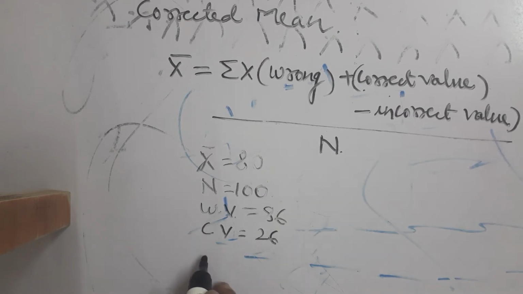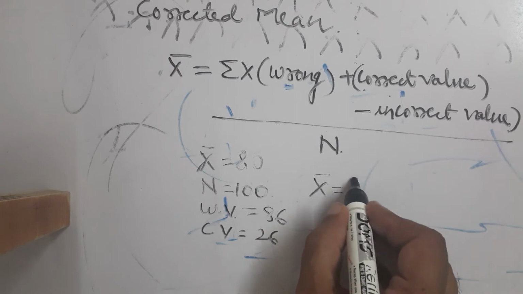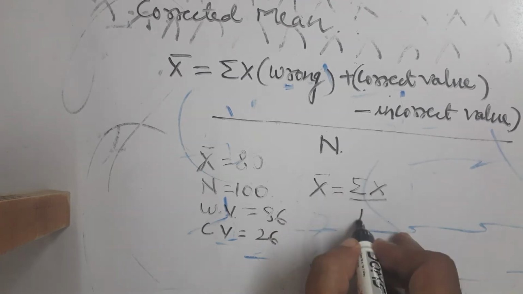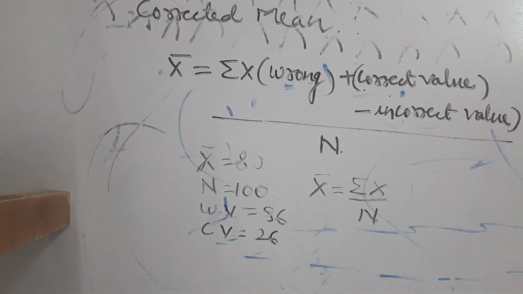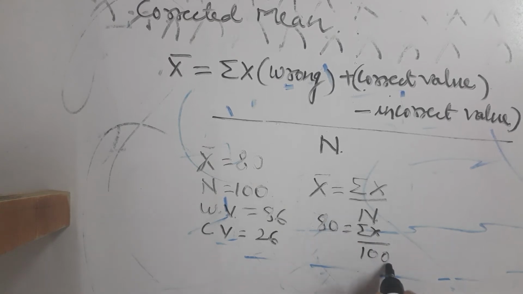Now we know the formula of mean. What is the formula for mean? For single data, x bar equal to summation x upon n. Here we have got x bar, which is 80. Summation x we don't know. And n is 100. So that 100 will go here. So summation x will become 8000. This 8000 is the wrong 8000.